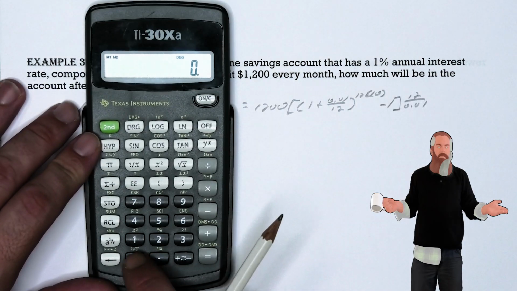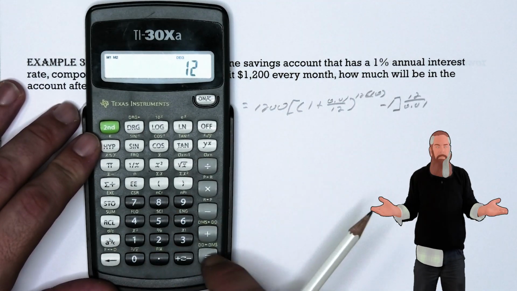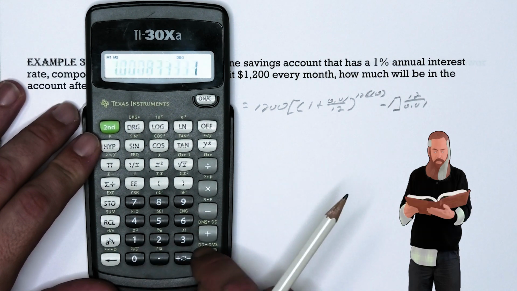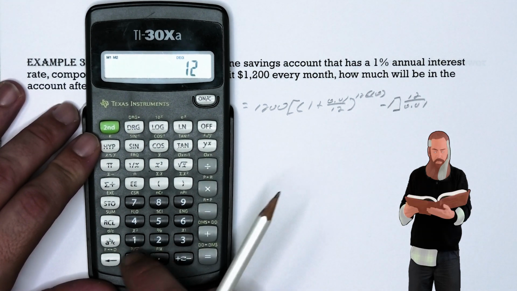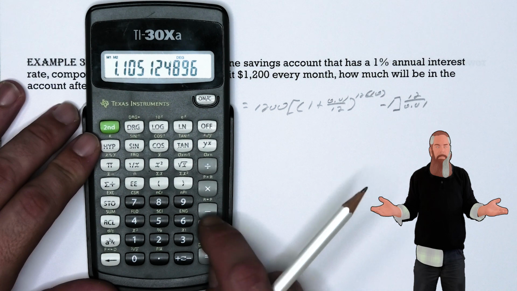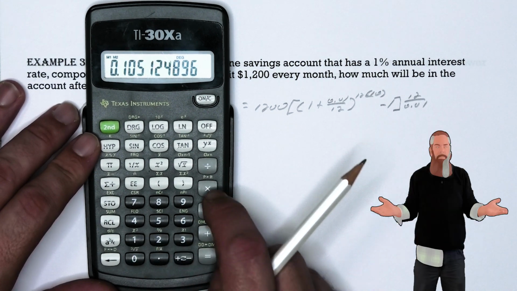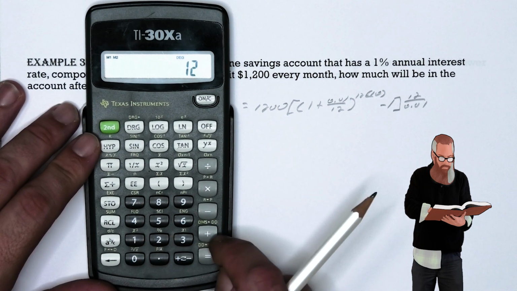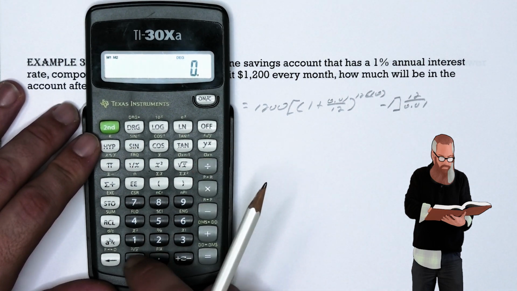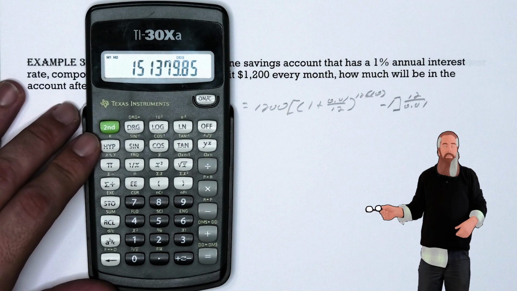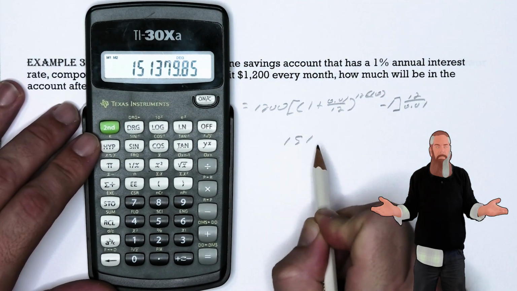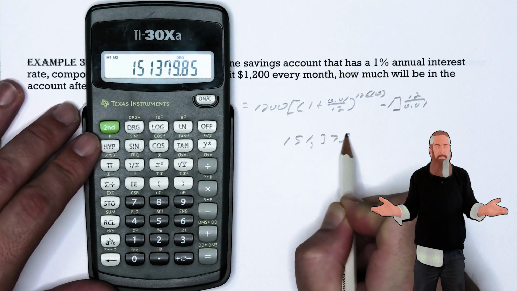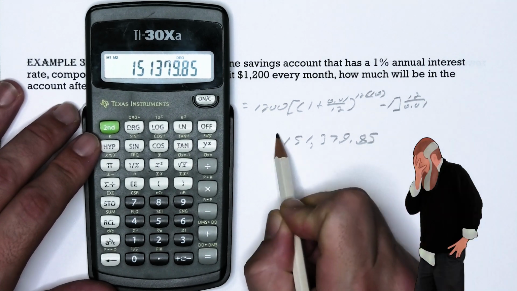We can then do 0.01 divide 12 equals plus 1 equals exponent 120 equals minus 1 equals times 1,200 times 12 equals divide 0.01 and hit equals. We get $151,379.85.